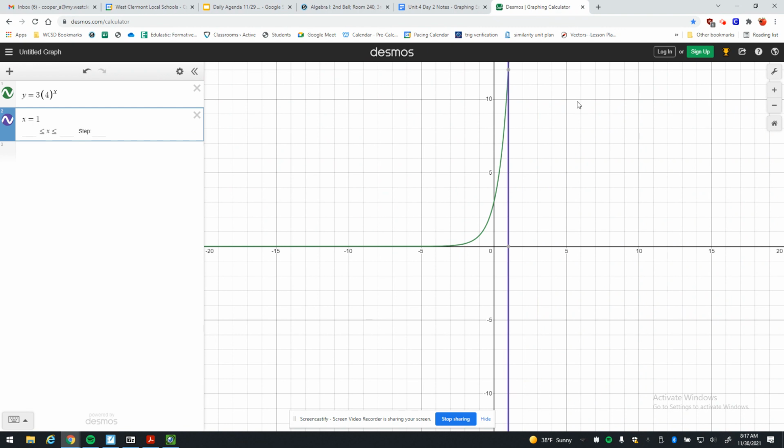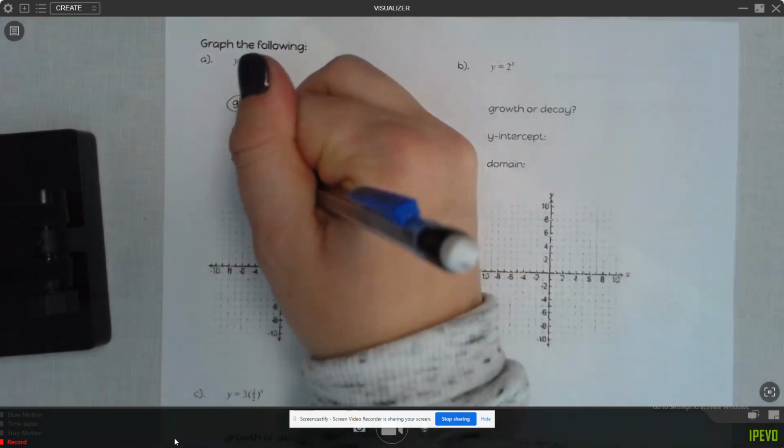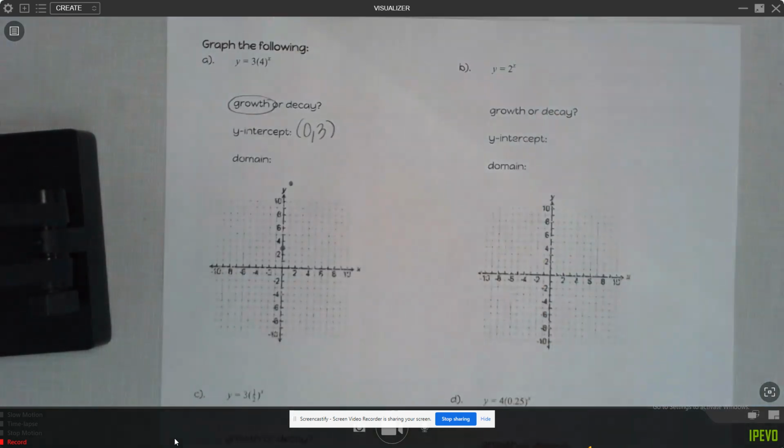And do they intersect? They do. Where do they intersect at? 112. But what's the problem? It's outside of the graph, but can we kind of estimate it? So 112 is about right there. Give or take. I might be off a little bit, but that's okay.